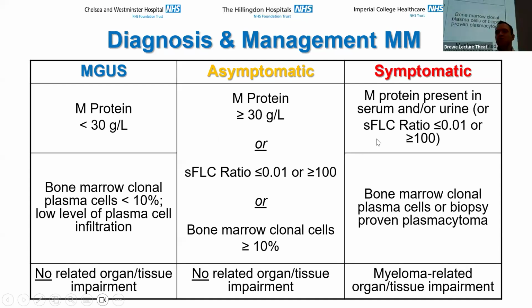And finally, we have our symptomatic patients. This is where they would have a paraprotein present with an abnormal free light chain ratio and potentially bone marrow clonal plasma cells present, with myeloma-related organ tissue impairment.